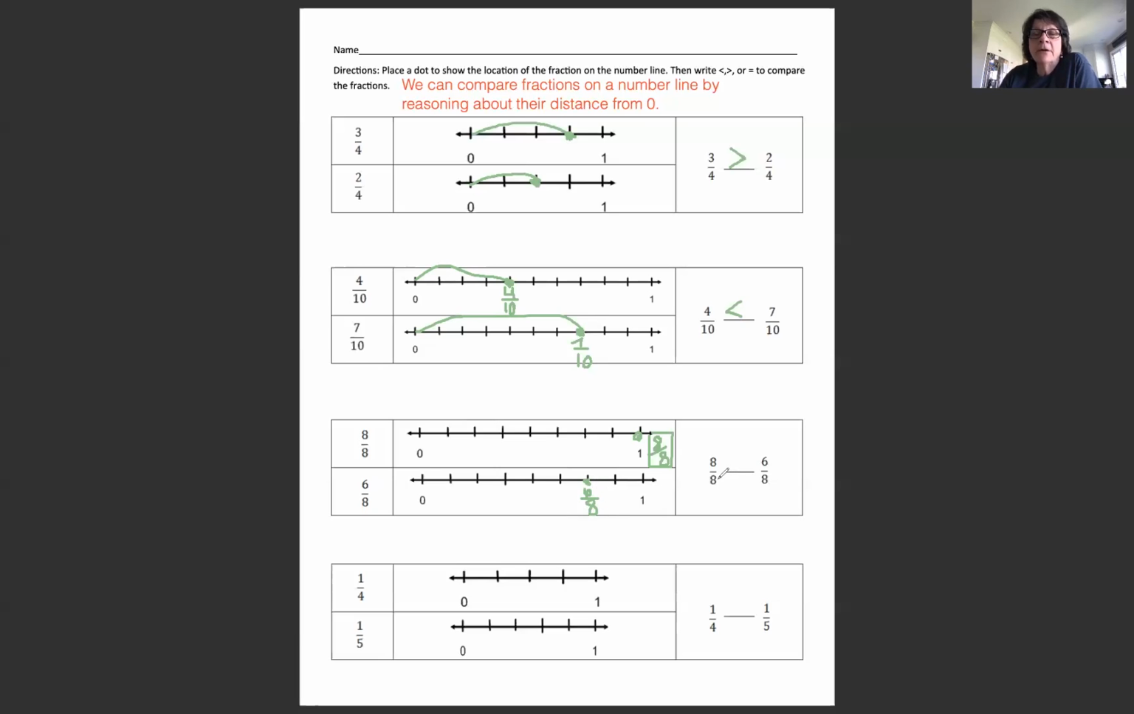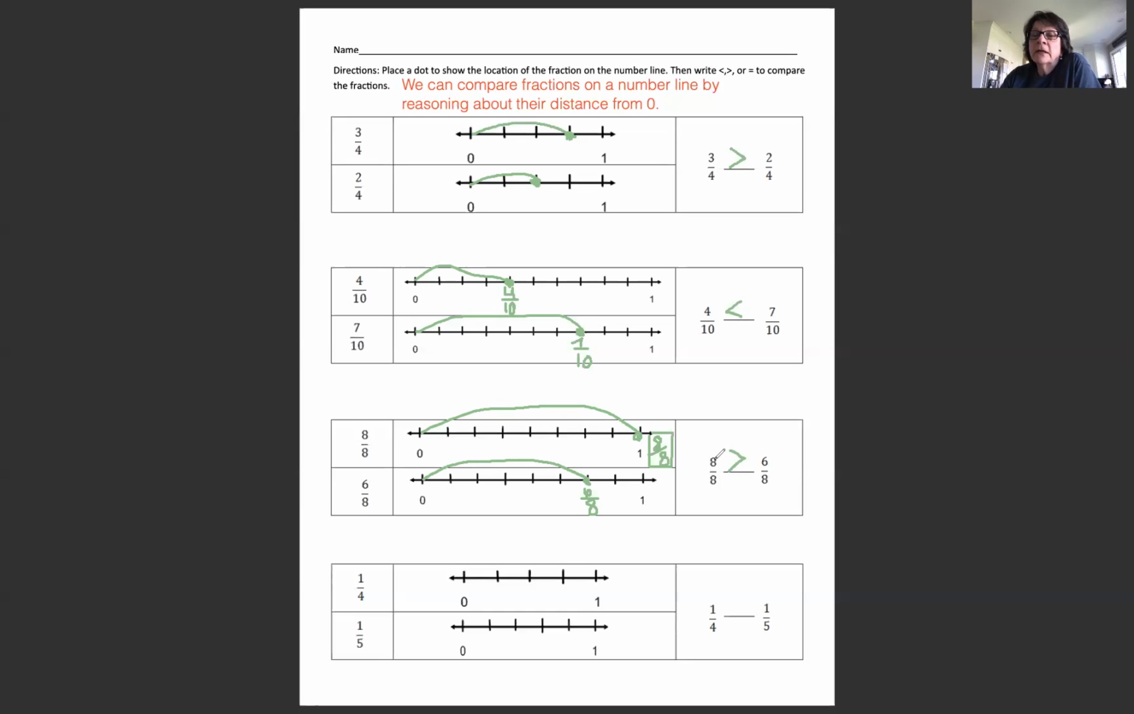My denominator is the same. When I look at this too from how far those fractions are from 0 on the number line, this one is all the way from here. That's pretty far. That's about as far from 0 as you can get on that number line. And here, 6 eighths is only this far from 0. So 8 eighths is definitely further away from 0. So we'd say 8 eighths is greater than 6 eighths.